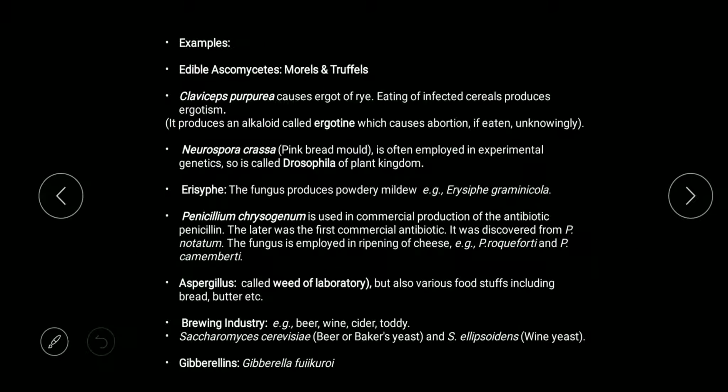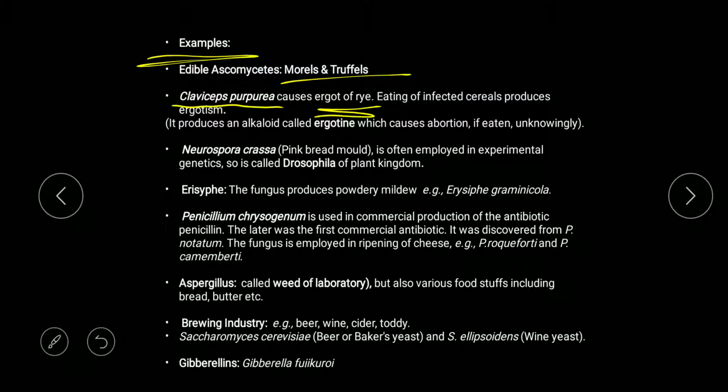Now we should talk about some examples. First, edible Ascomycetes. Remember these two examples: Morels and Truffles are the edible Ascomycetes. Then we take another example, Claviceps purpurea, which causes the ergot of rye. Some spores develop, and sclerotia, masses of fungal bodies, develop on this rye. That disease is known as ergot of rye.